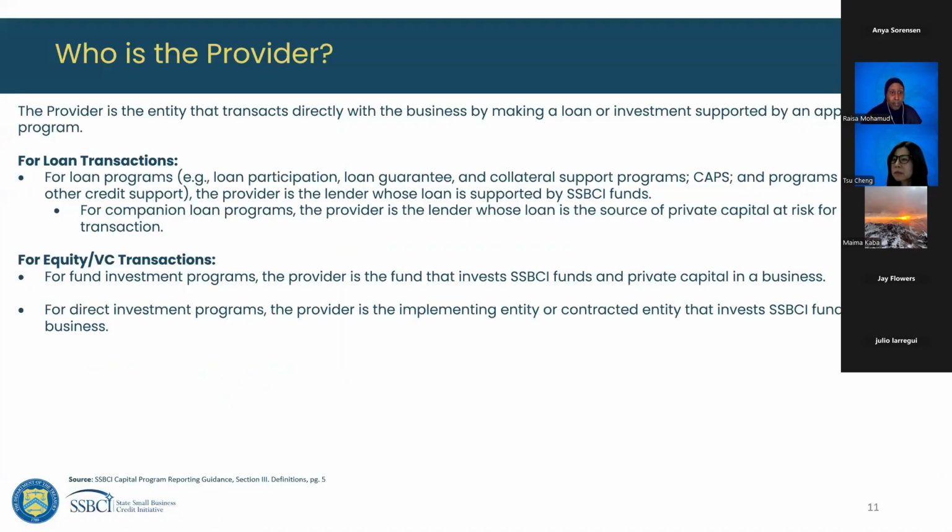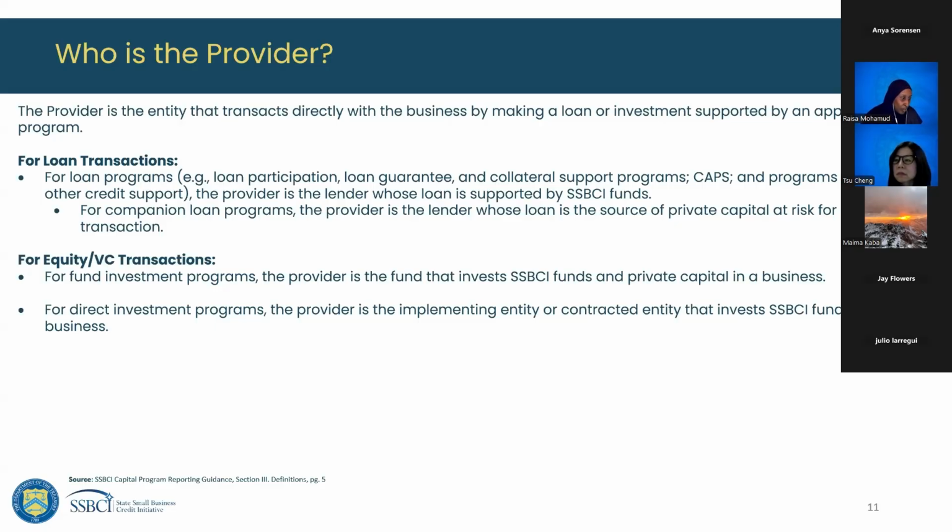All right, another element of the disbursement request form is going to be the provider. The provider definitions are found in our capital program reporting guidance. I'm not going to touch too much on the details of the definitions here, but I do want to highlight the provider and companion loan transactions. For companion loan programs, the provider is the lender whose loan is the source of private capital at risk in the transaction. And for equity programs, for fund programs, the provider is the fund that invests SSBCI funds and private capital in a business.